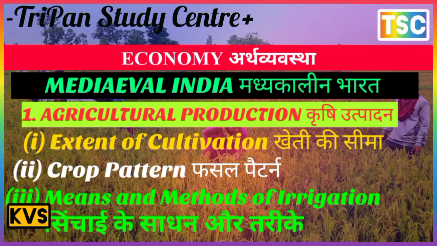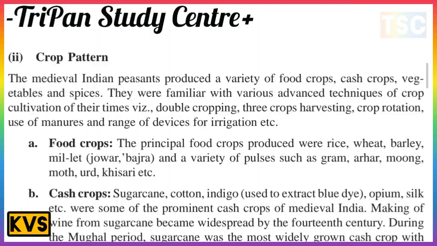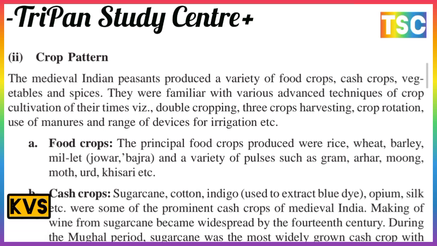The next topic is crop pattern. Crop pattern is the most important in the middle period. The middle India peasant, meaning the farmer, produced a variety of food crops and cash crops, vegetables and spices. They were familiar with the various advanced techniques of crop cultivation of their time: double cropping, three crops harvesting, crop rotation, use of manure and a range of devices for irrigation, etc. That is the most important here.